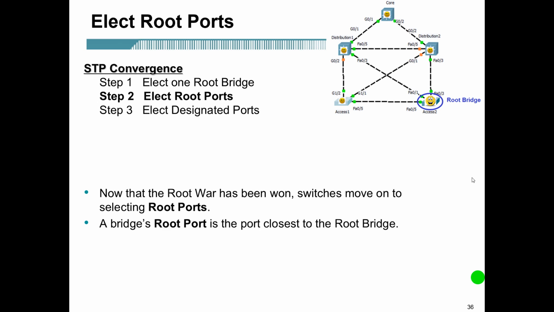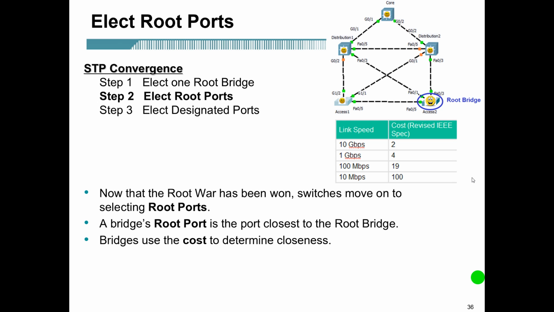So once we have the root bridge, we'll transition into electing root ports. A bridge's root port is the port closest to the root bridge. It's heading traffic into the root bridge. Bridges use the cost to determine closeness. Again, we need to make sure that we know those respective cost values for 10 gig and 1 gig. Every non-root bridge will select one root port.